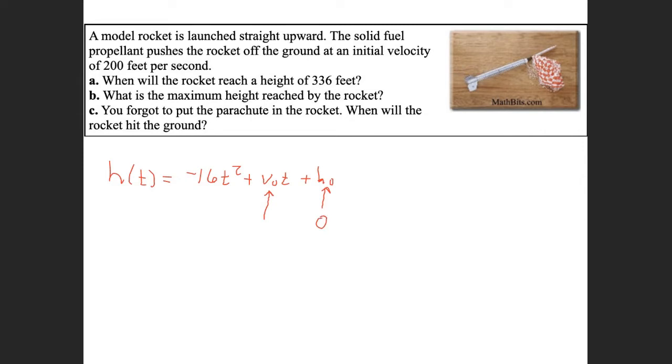And then it tells me that the rocket has an initial velocity of 200 feet per second. Okay, so I put 200 there. So h of t is equal to negative 16 t squared plus 200t plus 0. There's my function.